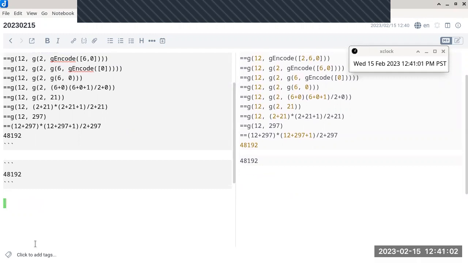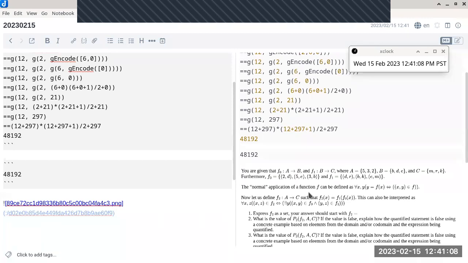Let's try another one. There we go. All right.